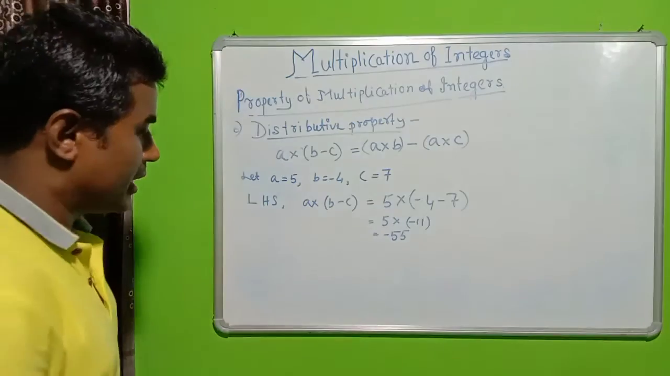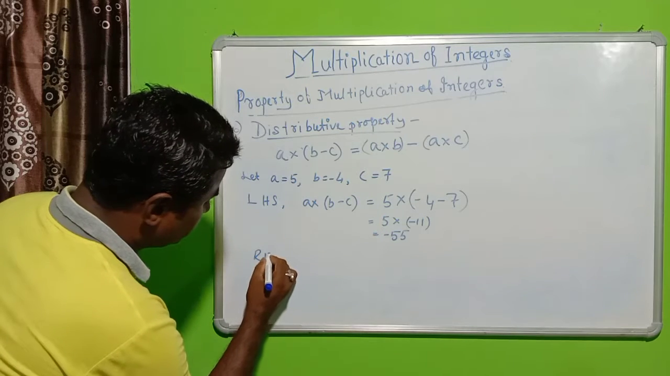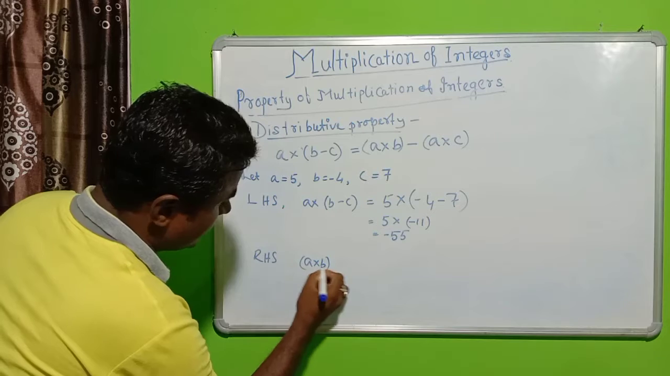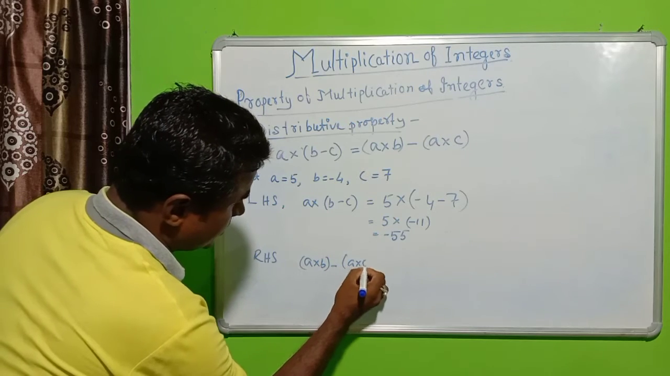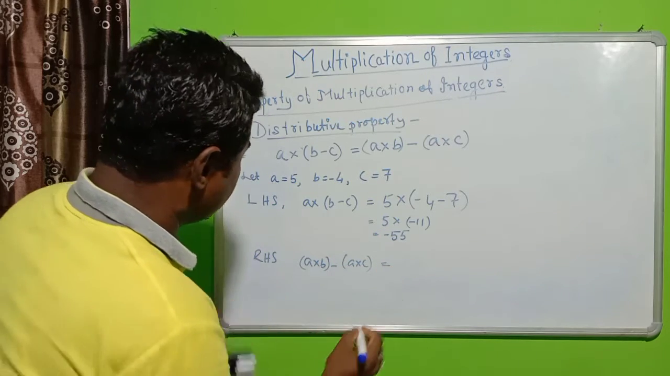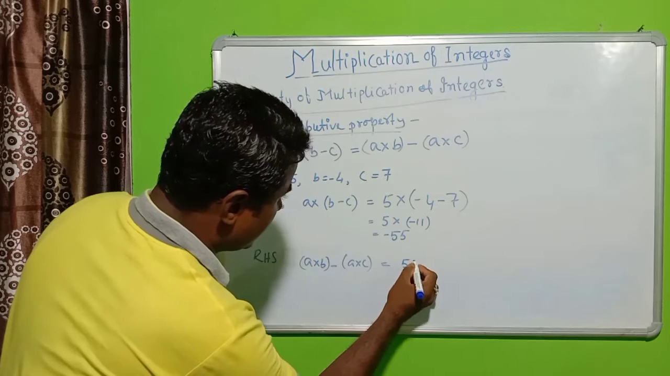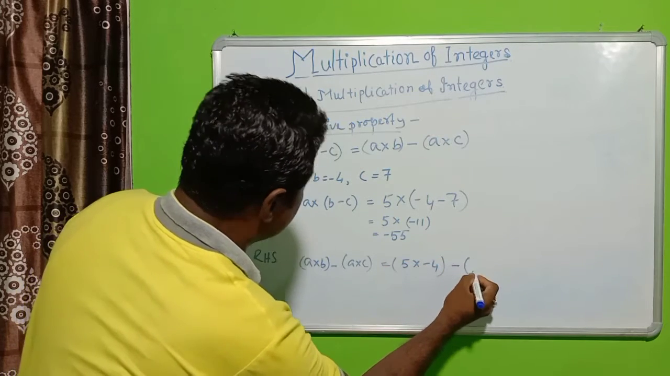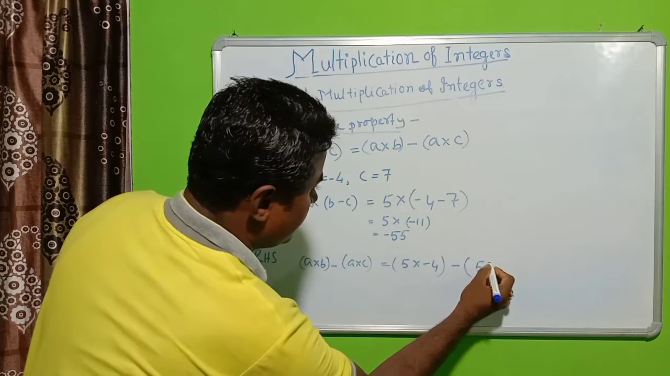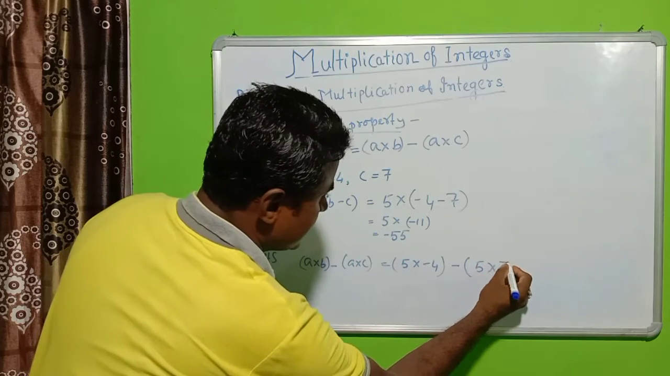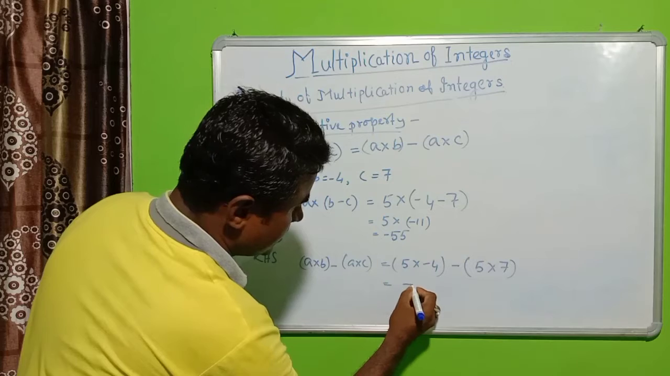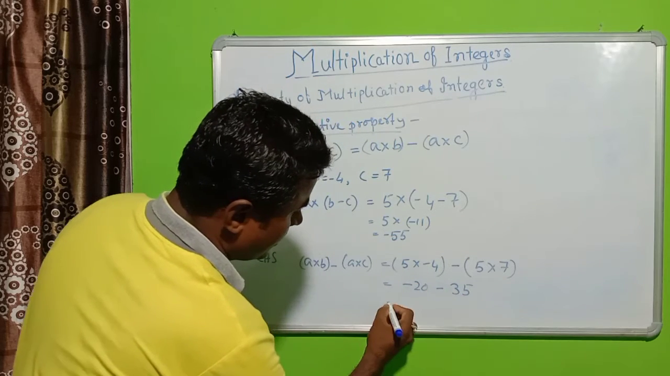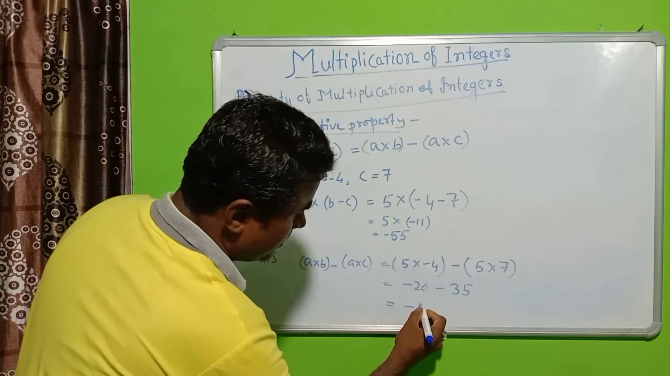Then move to the right hand side. The right hand side is a into b minus a into c. Putting the values of a, b, c: a is 5, b is minus 4, minus a is 5, c is 7. So it is minus 20 and here minus 35. Minus 35 minus 20, it is minus 55.